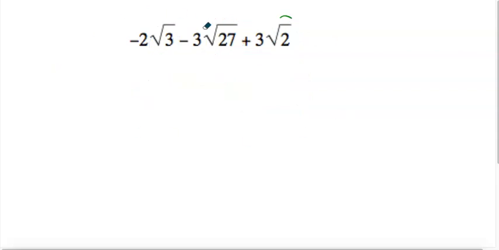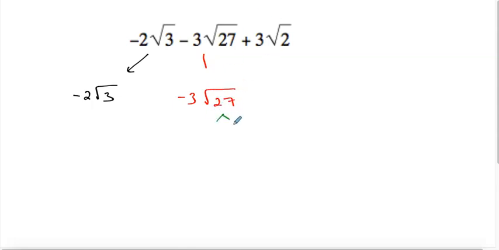So as of right now, I can't do anything with these radicals. Before I say, okay, this is my final answer, let's make sure I've simplified every radical completely. So negative 2 radical 3, there's nothing more I can do with the radical 3. It's simplified as much as I can. What about the negative 3 radical 27?